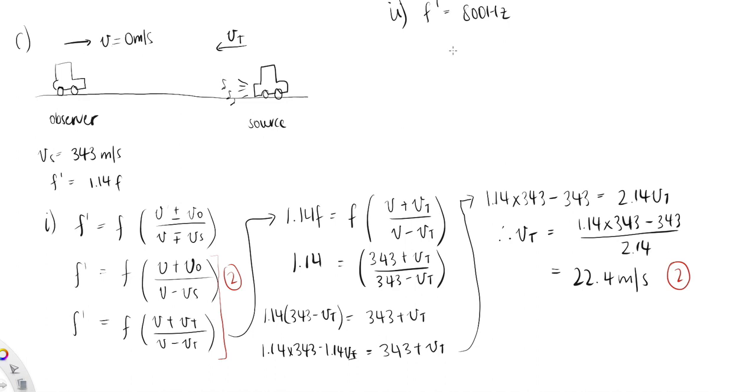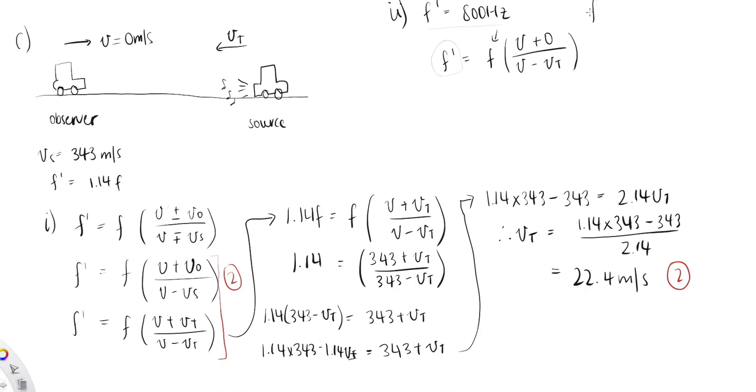Now, for our new equation, it's exactly the same as what it was before, except it's slightly more simple. So let's write this down. So we know what VT is. It's 22.4 meters per second. Now we have F prime, but that was when they were both moving. So what we can do actually is use this to calculate what F actually is, and then we need to calculate what our new F prime is.